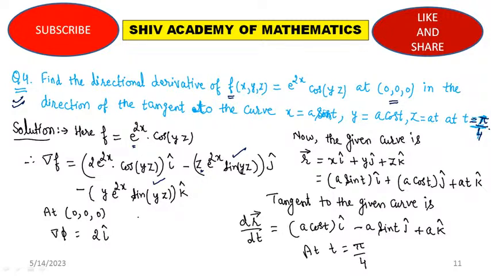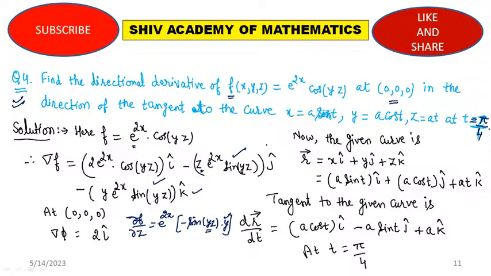Similarly, we have to find the component along k. So e to the 2x as it is, and derivative of cos yz is again minus sin yz into y, because derivative of yz with respect to z is y. So it is minus y e to the power 2x sin yz k cap.